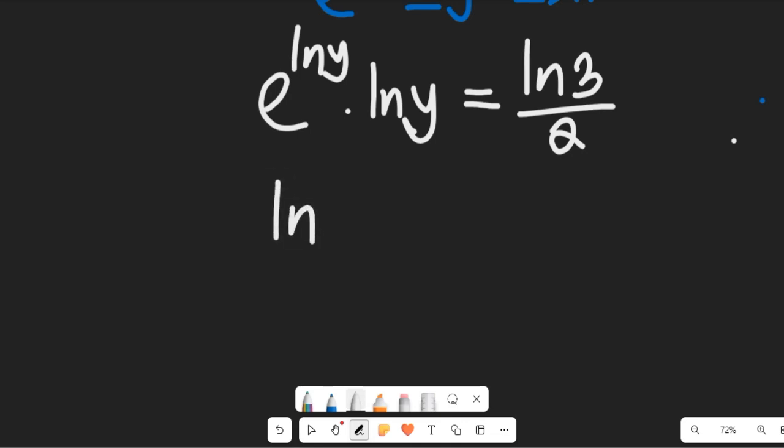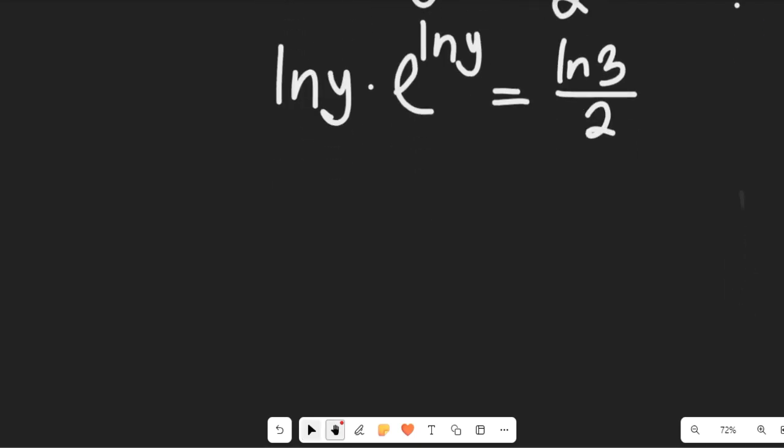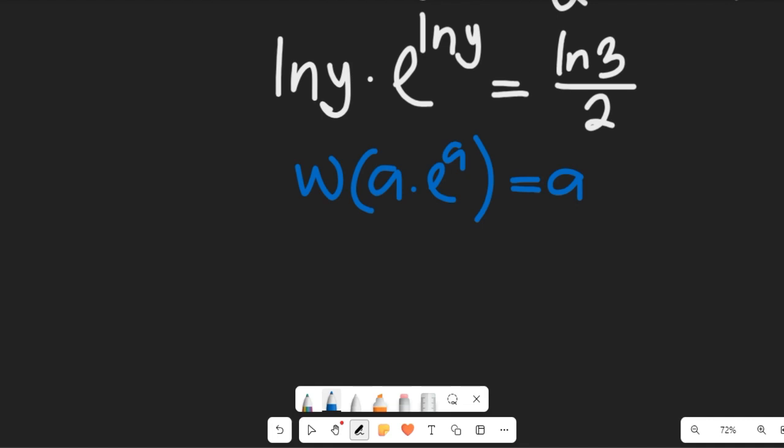That will give me the ln of y multiplying the exponential value of the ln of y, and this will be equal to the ln of 3 divided by 2. Good. Now at this point, what do I do? At this point, I'll look forward to applying a Lambert W function. Now, what does the Lambert W function say? The Lambert W function states that if I have the Lambert of a value a multiplying the exponent of that value, this can simply be equal to that value, right?